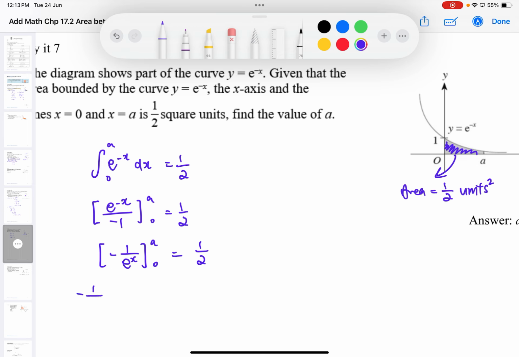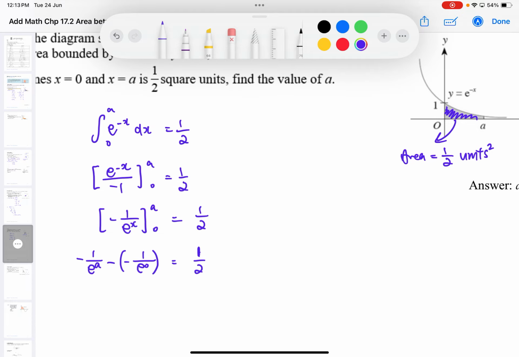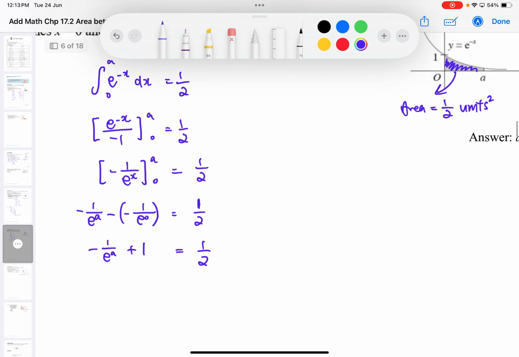So you get negative 1 over e to the power of a minus bracket negative 1 over e to the power of 0. And what is e to the power of 0? 1. So this becomes plus 1. Negative bracket negative is positive, and then e to the power of 0 is 1, 1 divided by 1 is just 1. So this will give us negative 1 over e to the power of a to be negative half, which means that e to the power of a is 2.